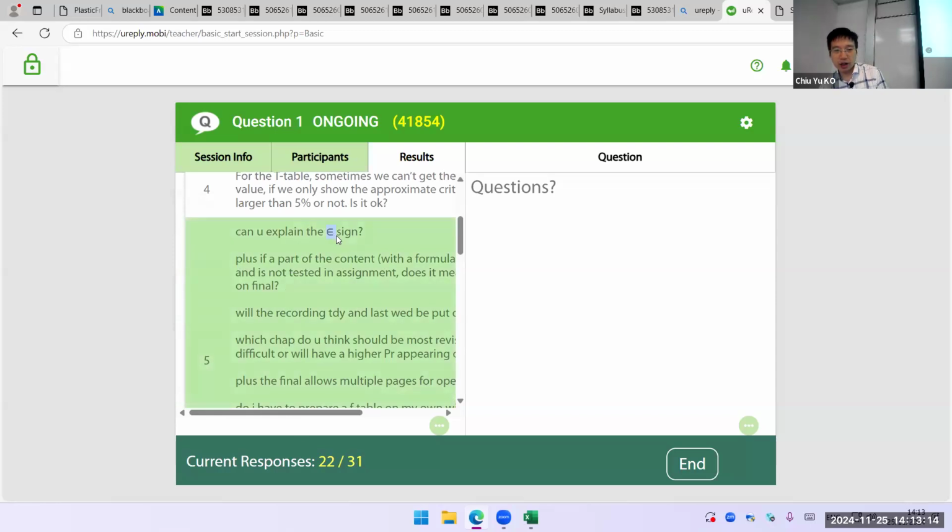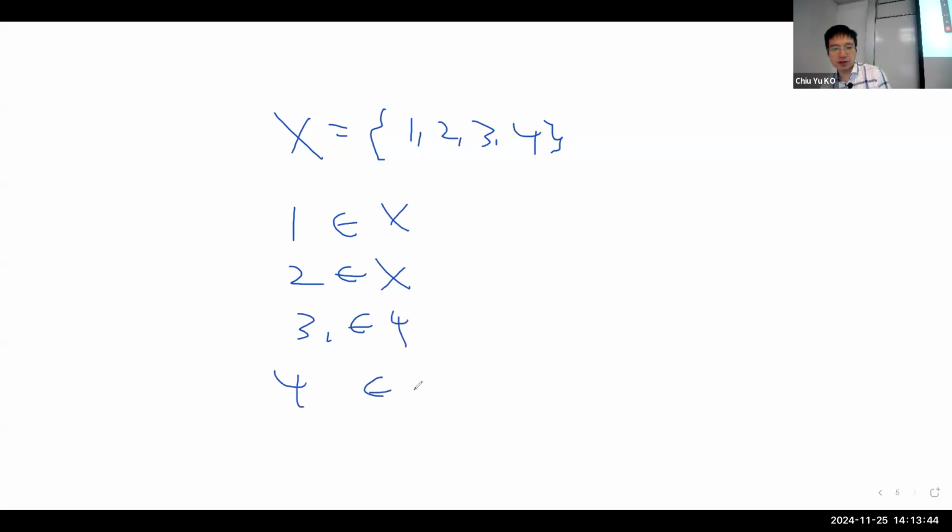Explain this. Oh, this is set notation, belongs to. This set notation means belongs to this side. It's like X as a set of numbers 1, 2, 3, 4. Say, for example, this is a set, a collection of things. 1 belongs to X, right? 2 belongs to X. 3 belongs to X. 4 belongs to X. But 5 does not belong to X. I get what it means. What else?